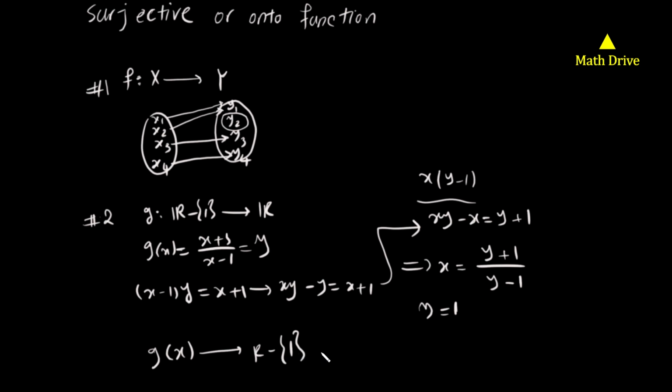But if, for example, we define g as R minus number 1 to R minus number 1, now this function basically is surjective because all the elements from R minus 1 can be covered by g.